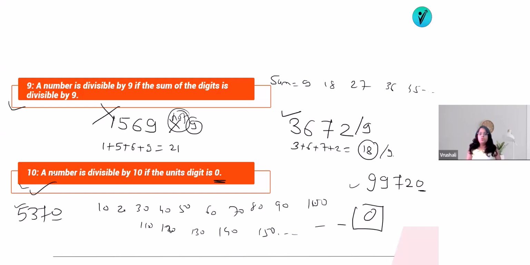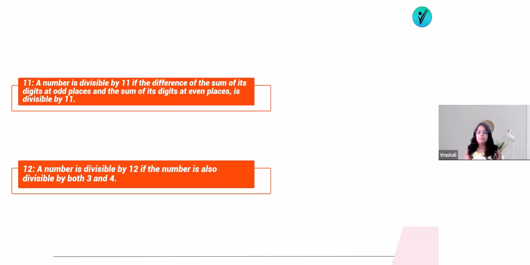That's it. So from 2 to 10 it was easier. 7 we will see at the end. Okay. First let's understand whichever are easier. Then the next one is 11. Now for 11, what will we do? A number is divisible by 11 if the difference of the sum of its digits at odd places and the sum of its digits at even places is divisible by 11.